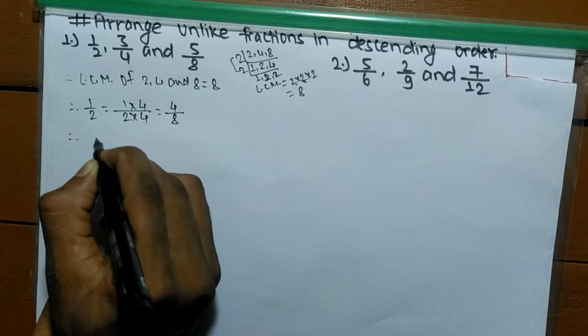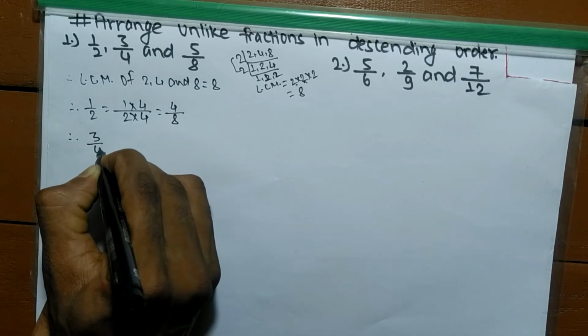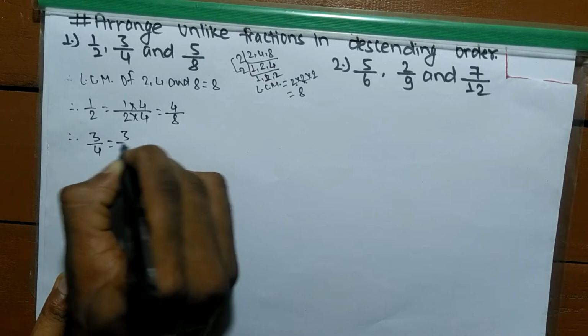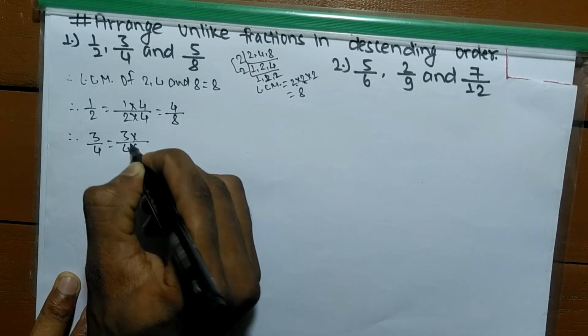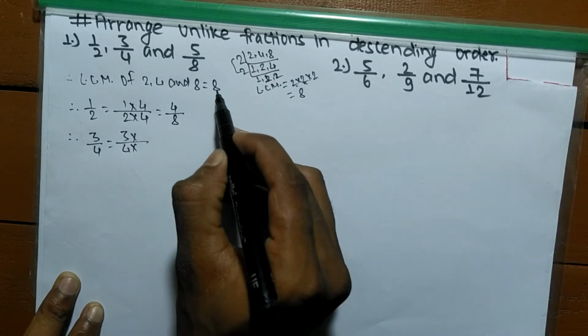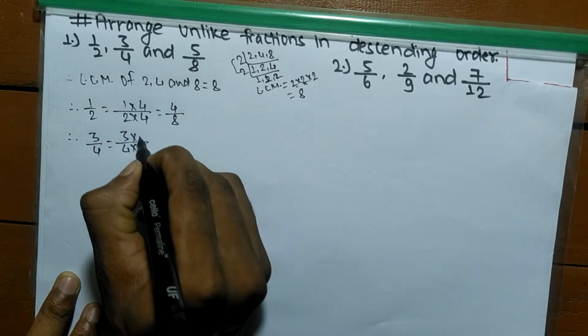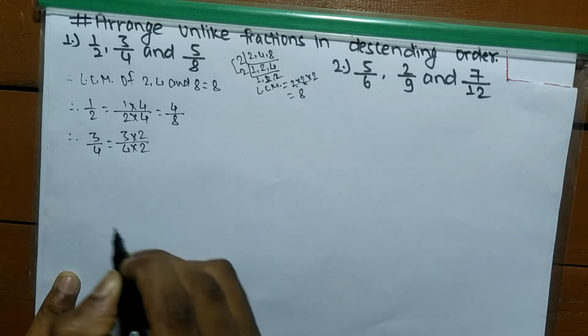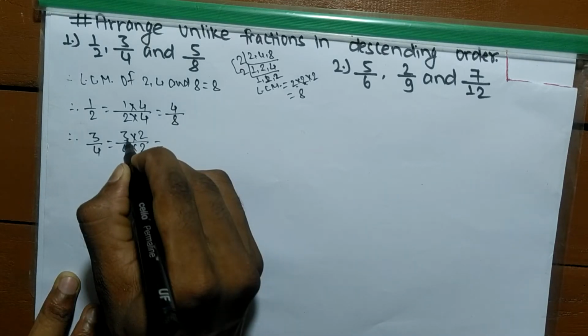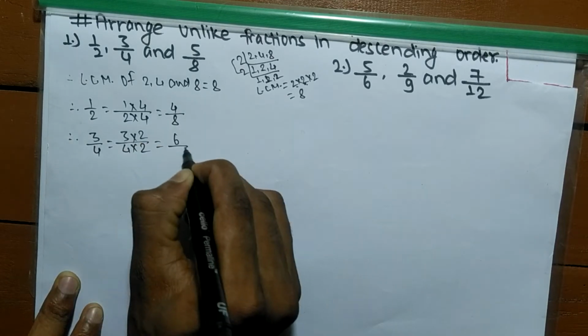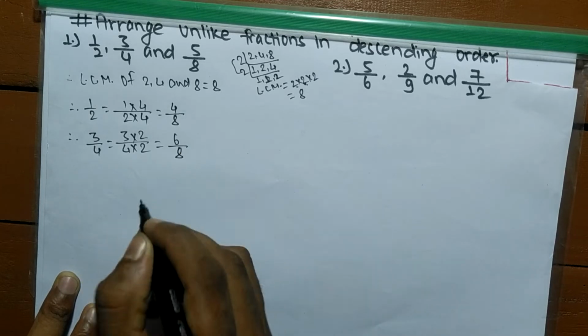Likewise, the second fraction is 3 by 4. So 3 by 4 into. The LCM here is 8 and the denominator is 4. So 8 divided by 4 is 2, so multiply by 2. So 3 times 2 is 6, and 4 times 2 is 8.